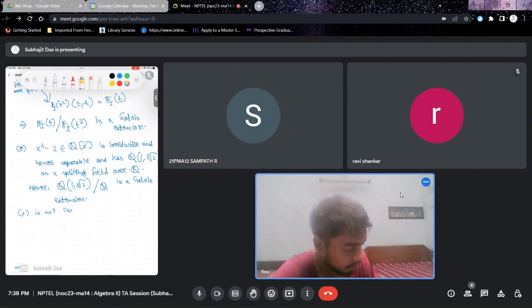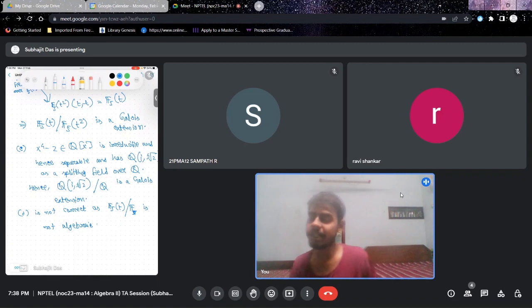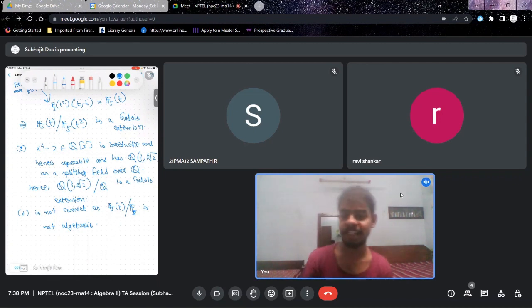D is not correct, as F5(t) over F5 is not algebraic. This is not an algebraic extension. This is a transcendental extension. You in particular have found an element which is not algebraic over F5, namely the element t.